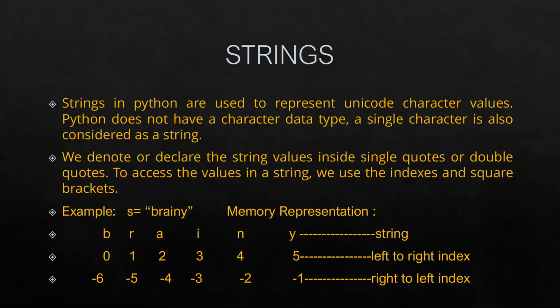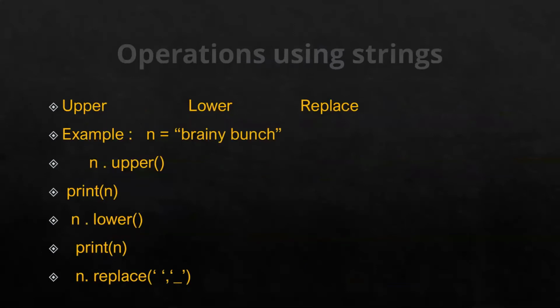And strings, as I had already said, are immutable. Once they are created, they cannot be changed. These are some operations that we can perform on strings: upper, lower, and replace. This is the variable n equal to brainy bunch that I have used here for showing operations on strings. There are three in total: upper, lower, and replace.